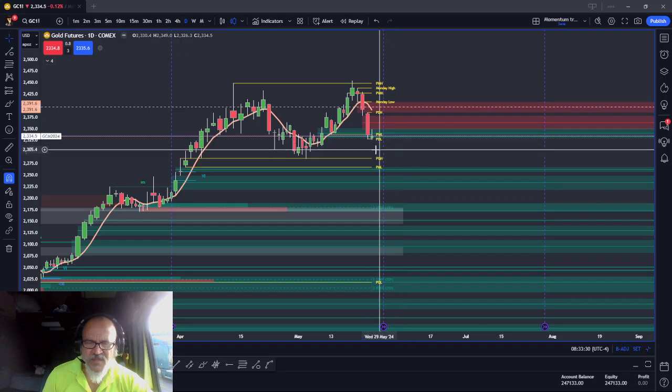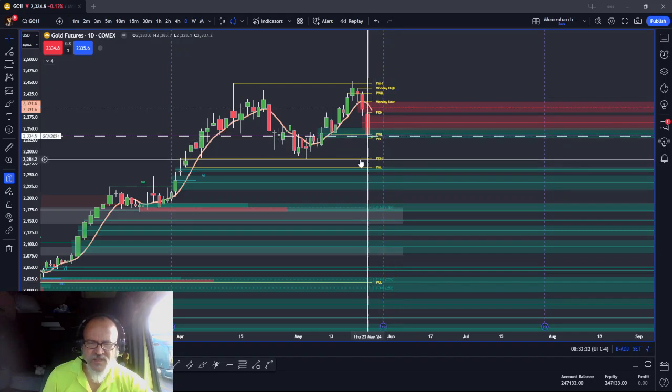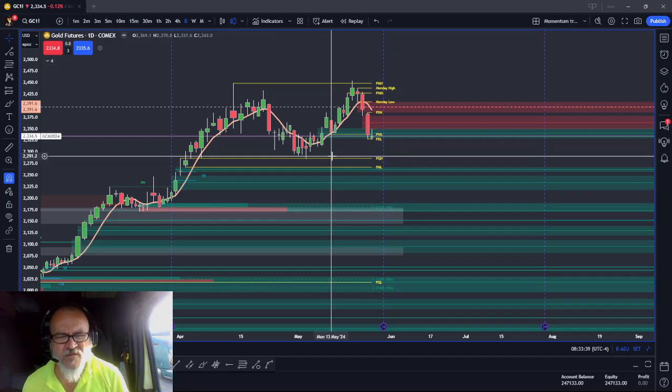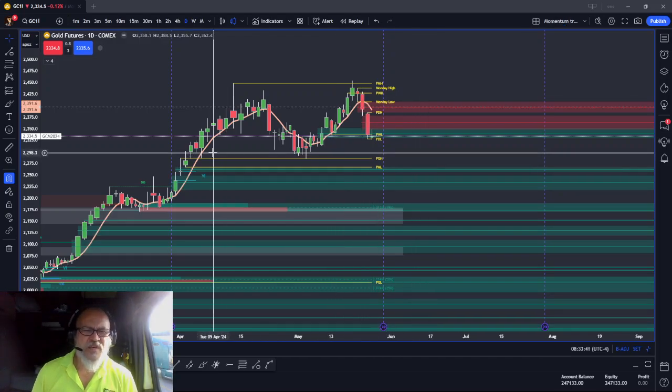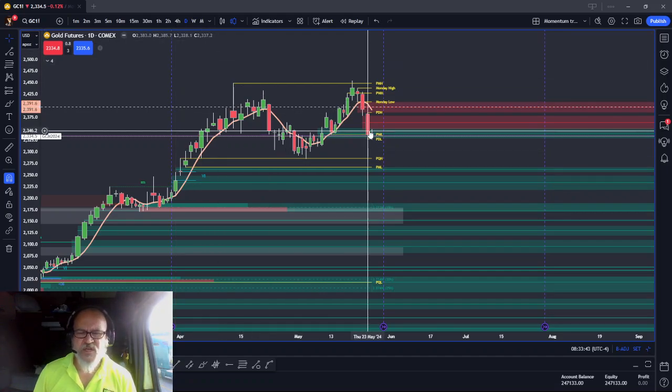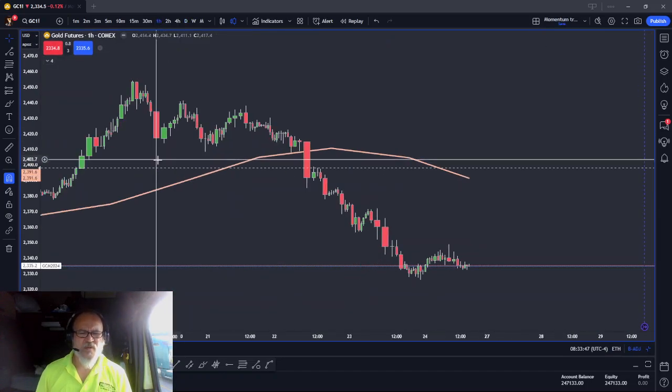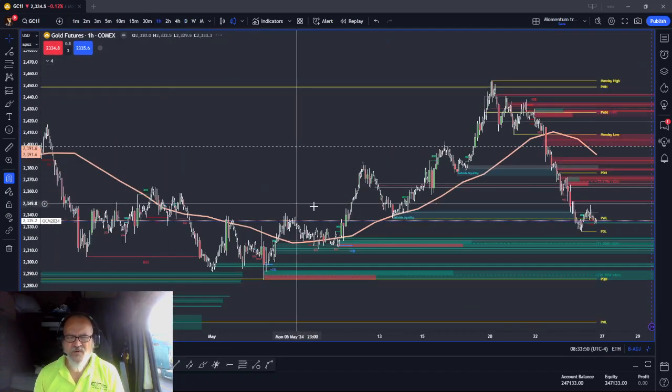If that happens, definitely be looking for it to retest and come down here to this quarterly high and take some liquidity down off of here. This could take a couple of days maybe, but that's definitely what I'm looking for at the moment.